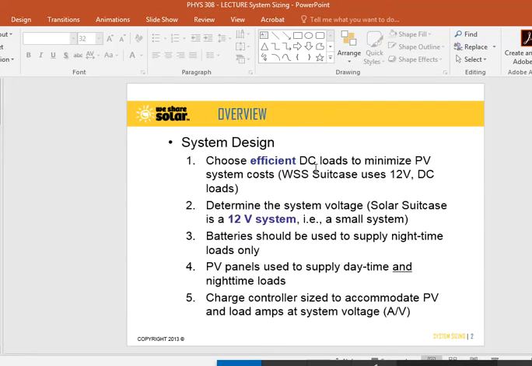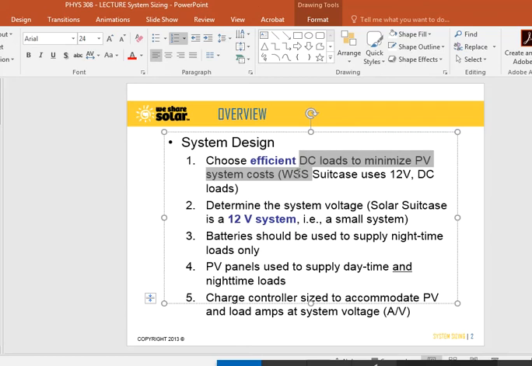So in our system design, we are going to try to choose as efficient DC loads as possible. For example, we want to choose energy efficient light bulbs as opposed to, say, incandescent light bulbs. The LED light, for example, is a 5-watt light, and I haven't had a chance to show that in class yet, but I would say it's just as bright as a regular light bulb. How can you make a light bulb that's 5 watts, but just as bright as a 60-watt light bulb?